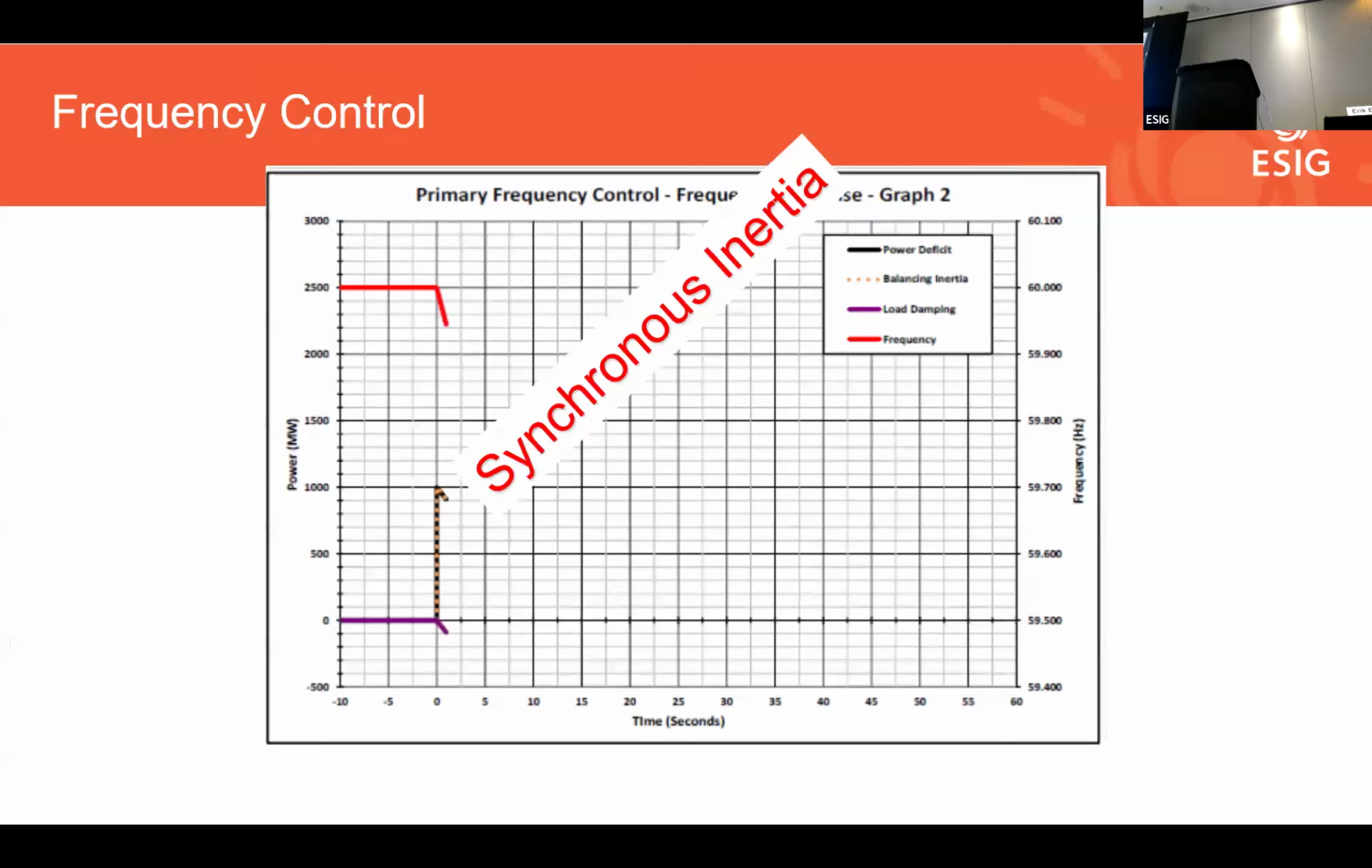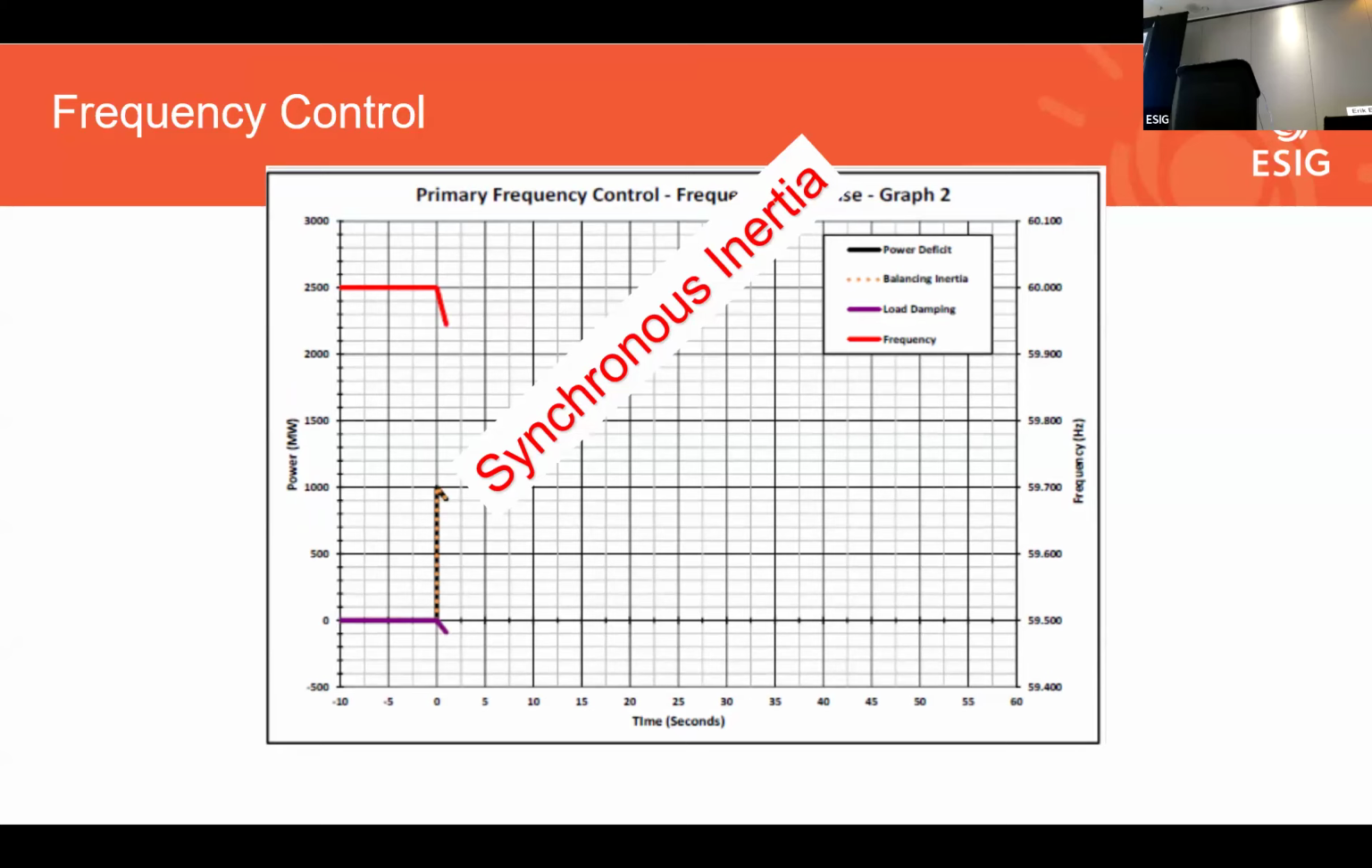With this, you see that the red is the frequency going to the right-hand side here. And this is a diagram that came from a NERC example, which I think is really useful to see what's happening across when an event occurs. The purple here is showing the load response. The black is showing the power deficit. And then the dashed yellow is showing the inertia that's happening through time.